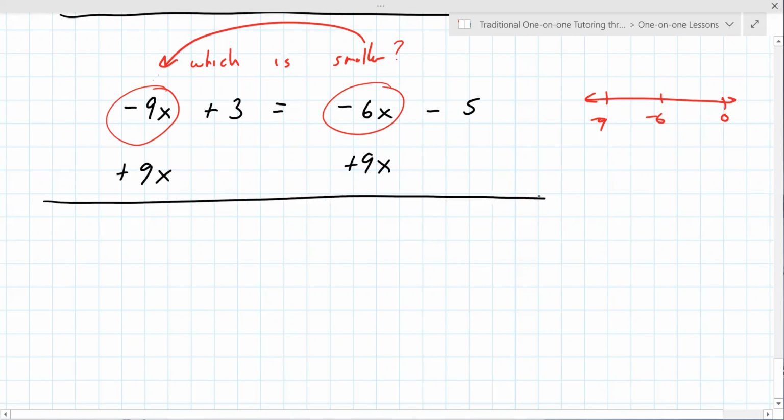Okay. And like you just asked me, do you write 0x? No, you just bring the thing down that's left over. What is -6x plus 9x? -6x plus 9x. Yes. What does that become? 3x. Yeah. And then you bring the -5 down. So this is a two-step equation. That means there's two operations to get to where you can solve it.